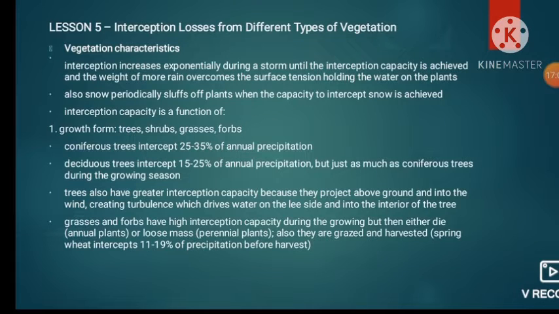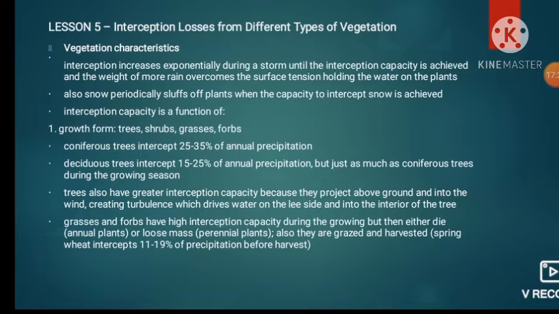Interception capacity is a function of growth form: trees, shrubs, grasses, forbs. Coniferous trees intercept 25 to 35% of annual precipitation. Deciduous trees intercept 15% to 25% of annual precipitation, but just as much as coniferous trees during the growing season. Trees also have greater interception capacity because they project above ground and into the wind, creating turbulence which drives water on the lee side and into the interior of the tree.